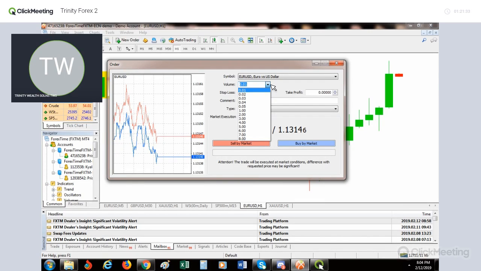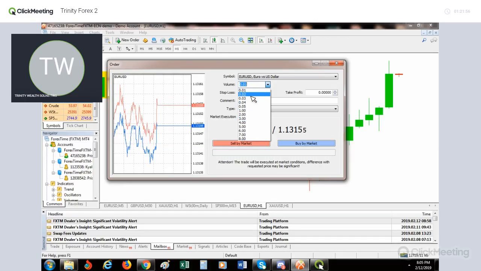When you click on the drop-down box, it populates for you, and you can select what you want to enter. Per trade, most of them set a maximum of 30 lots. That's the maximum you can enter in a trade. And the minimum is 0.01, that's a micro lot.